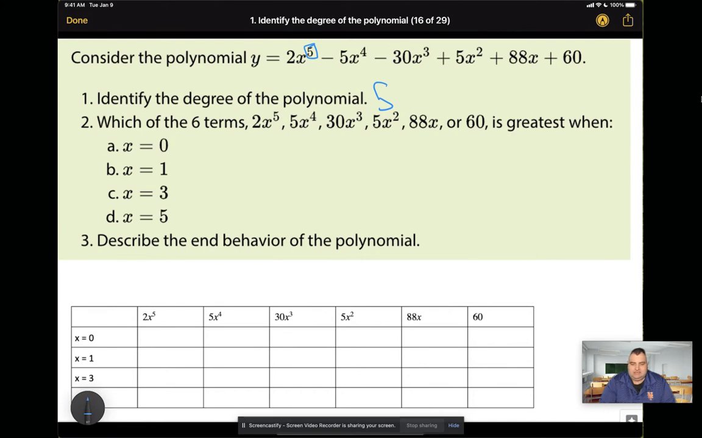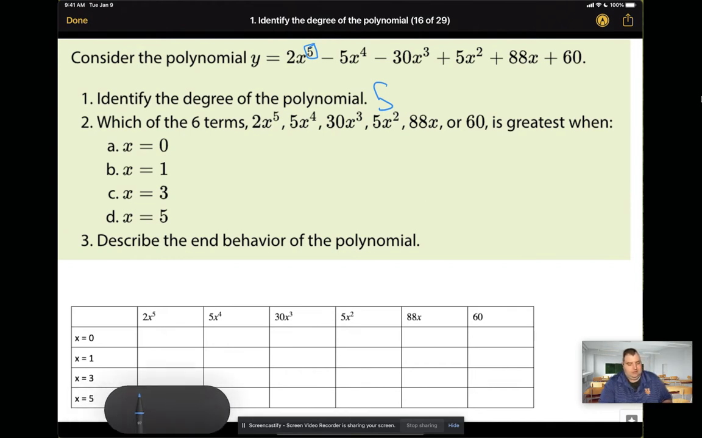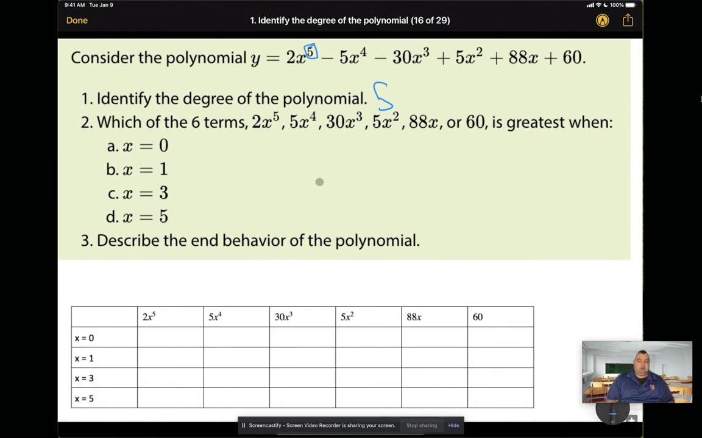Which of the 6 terms is greatest when x equals 0, 1, 3, and 5? Which of the 6 terms is greatest? So I set up a table down here to make it a little easier for us to figure out the answers. If you decide that you don't want to use a table, that's fine. You do what you're comfortable with. And I'm just going to use the calculator on my phone to figure this out. So let me pull up Desmos on my phone.